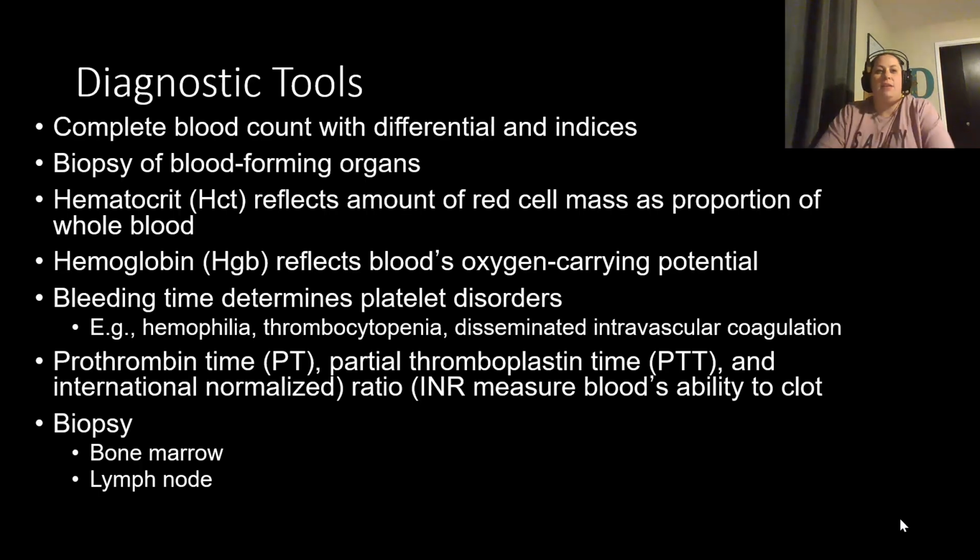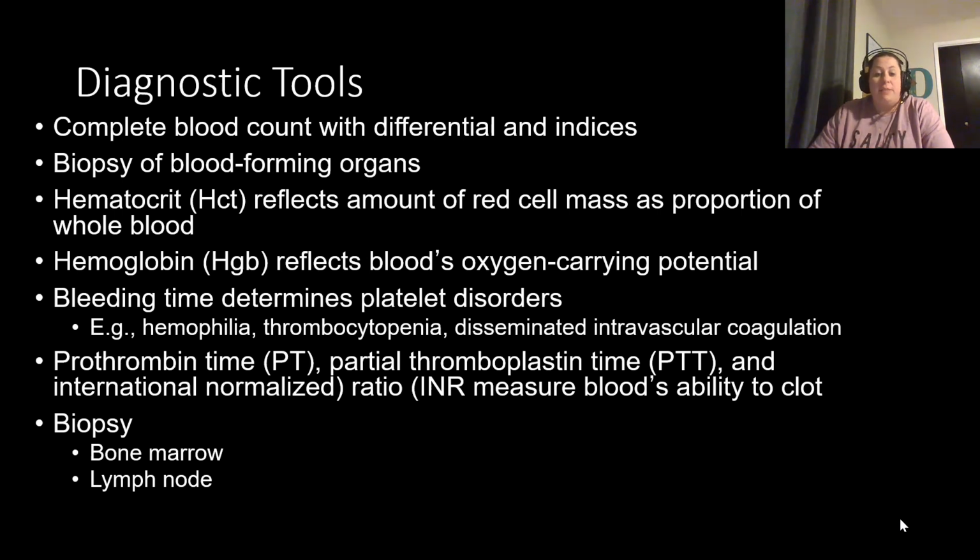All right, so diagnostic tools. When we're looking at diagnostic tools, especially for the blood, we're going to do a complete blood count. This is with differentials and indices. Differentials, guys, are where we break it down specifically into red blood cells, white blood cells, and platelets. We would even go further into the types of white blood cells present. This brings us to the indices, which look at what our normals should be and where the patient is at.